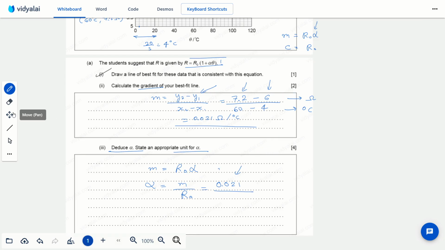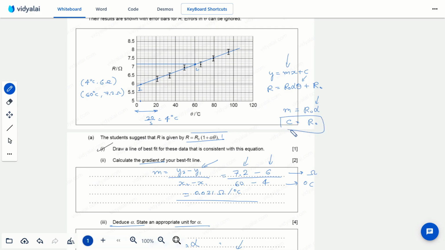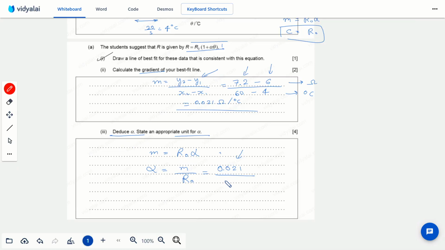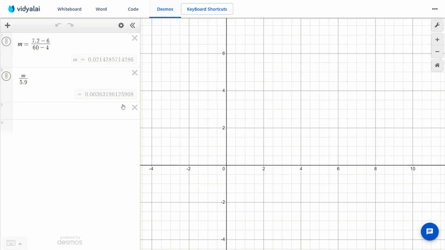How am I going to find it out? I'm just going to use the fact that it's the intercept of this line. So the intercept is 5.9 ohms, and I'll substitute that here, 5.9 ohms. You can write down the units at the end as well, so that's not a problem. So this is our answer.